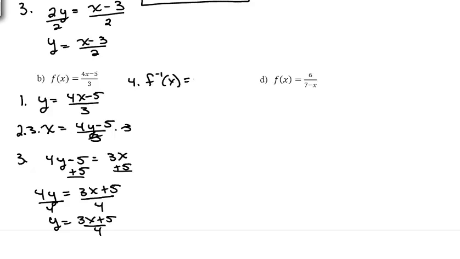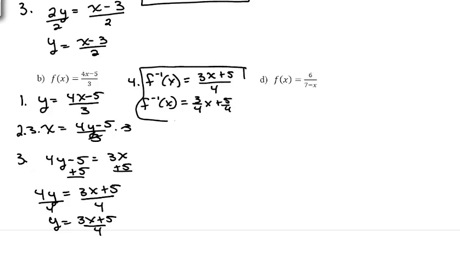And again, same thing as with the last equation. You can keep it in this form, 3x plus 5 over 4. That's totally fine. Or you could write it in this way. f inverse of x is equal to 3/4 x, just divide each of the terms in the numerator by 4, plus 5/4. So either way is fine.